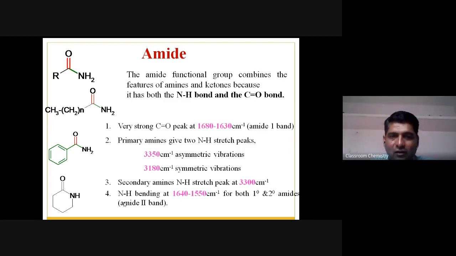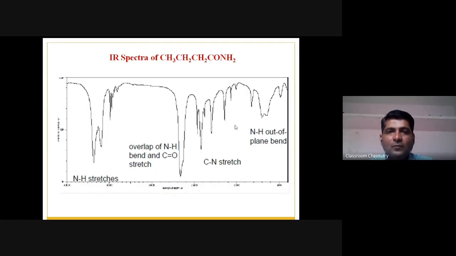And this peak is called the amide second band. Names are given: amide second band and amide first band. So these are the frequencies you can find in the spectra of an amide compound. And there is one more band, which is for the CN stretching, and it comes around 1250 centimeter inverse. You can see this carbon and this nitrogen, and the peak of CN stretching comes from here. So these are the peaks. This is the spectra.